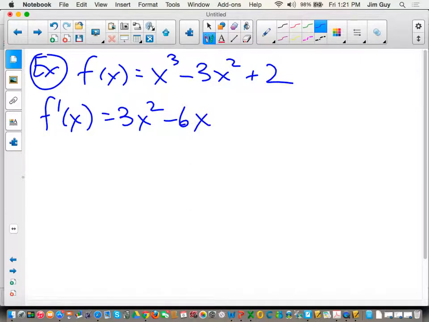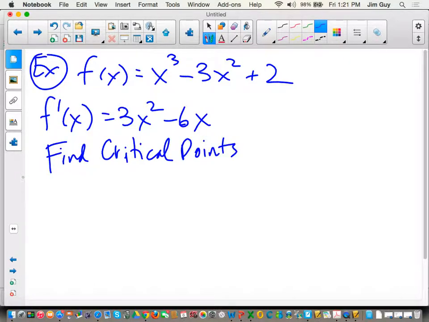And the first thing I want to do is find critical points. So how am I going to find critical points? What's a critical point? Slope is 0 or does not exist. So how am I going to find critical points? Well, maybe it's too obvious. Maybe I'm insulting your intelligence. I would take the derivative and set it equal to 0 or does not exist.